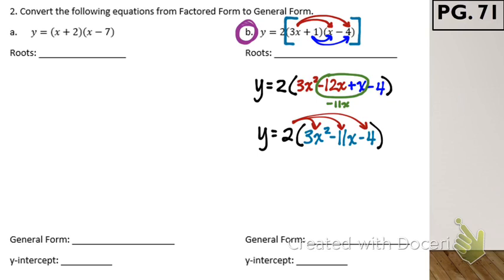So my general form, I would have y equals 6x squared minus 22x minus 8. Can you always do it this way? Mm-hmm.